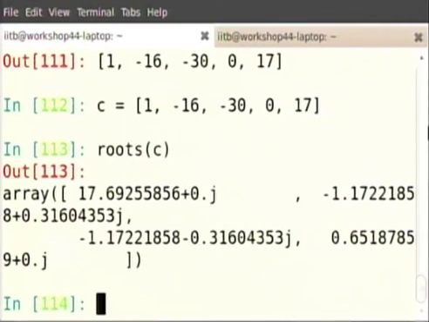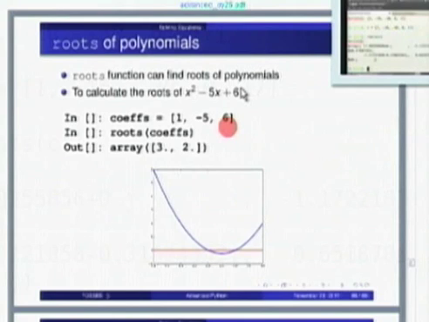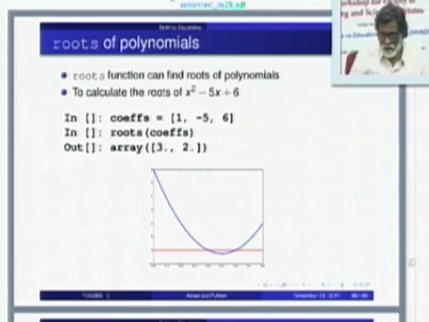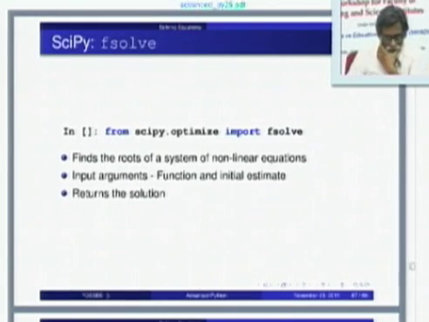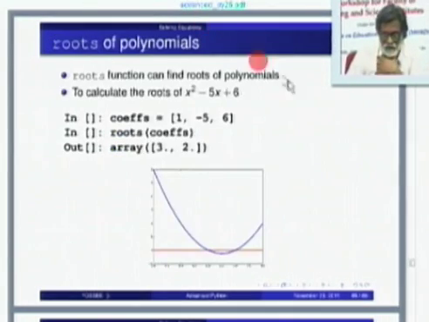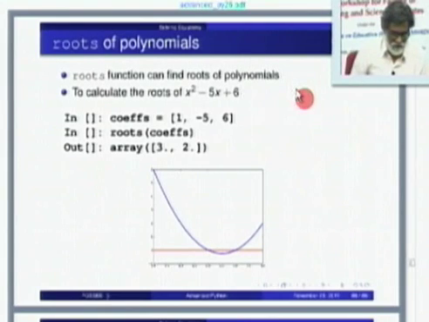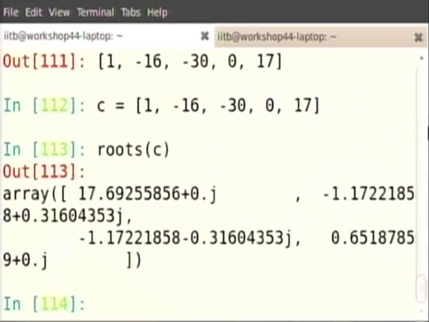Alright, let's continue. These are polynomial equations, but what if you want to solve an equation which is not representable in a polynomial form, or which is a transcendental function or of some slightly different nature? That is the next question we are going to ask.